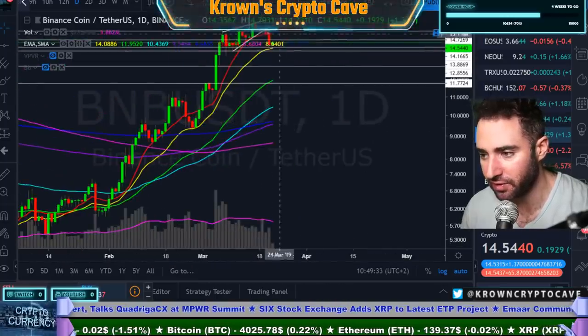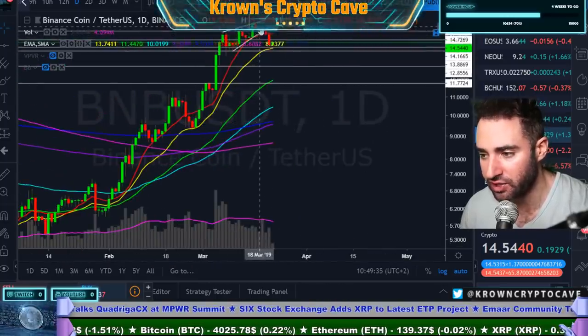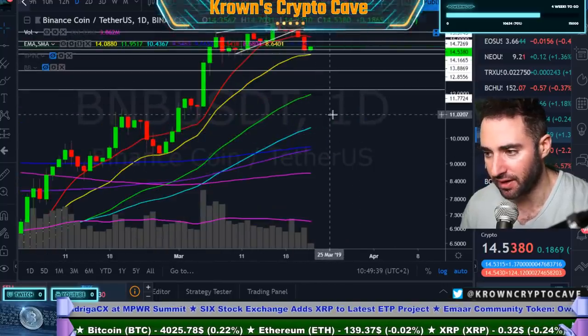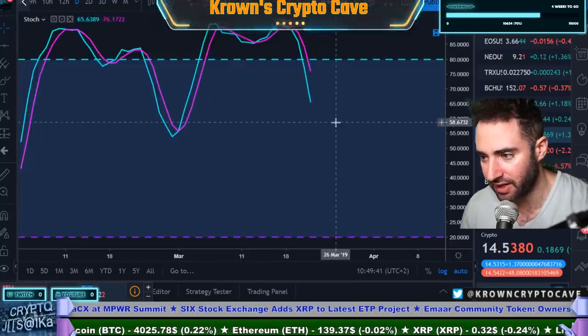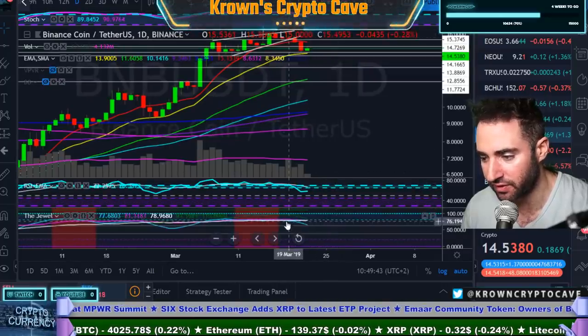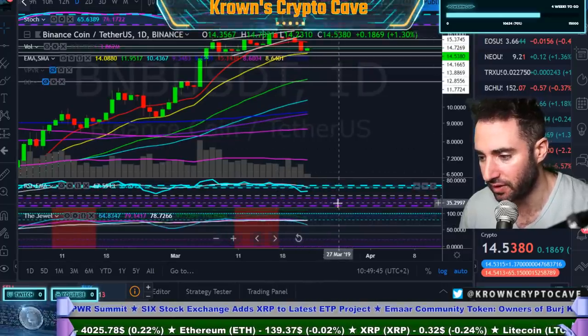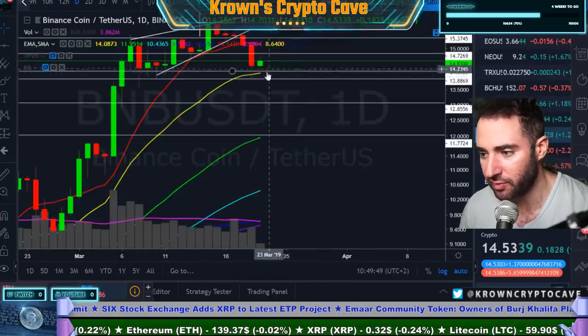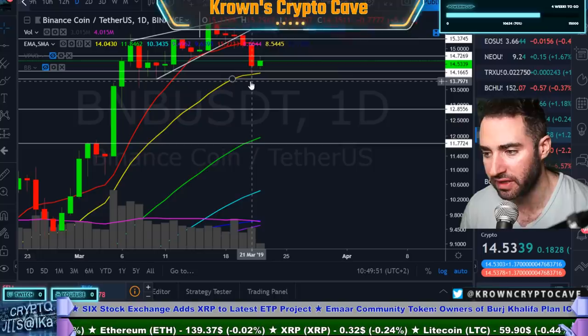We called a top on this a few days ago, put in a rising wedge and broke it down. Very similar to what we're seeing on a lot of other majors, actually. Daily Stochastics headed healthily down now, actually having a little bit of divergences there. Daily Jewel giving a sell at the top. Daily RSI giving bearish divergence all the way through. And we've actually come all the way down to the 21 exponential.